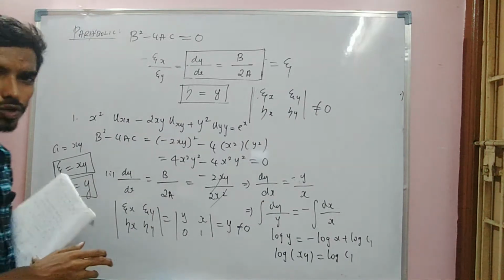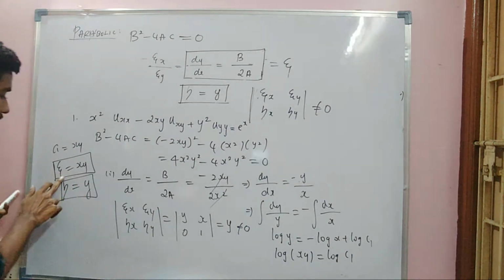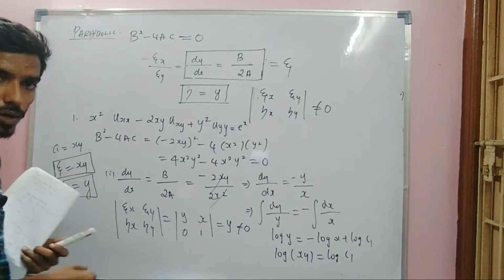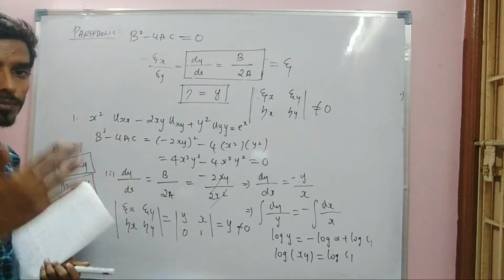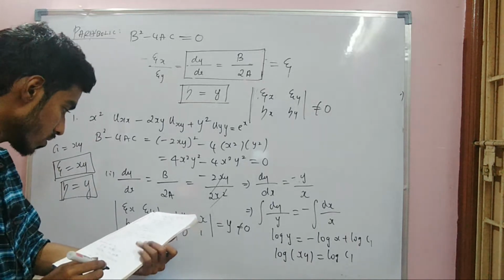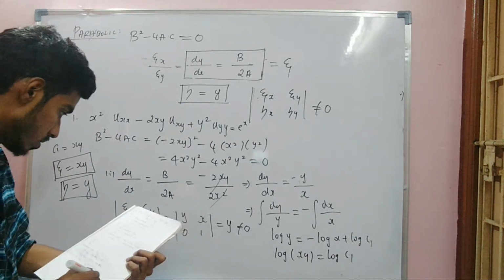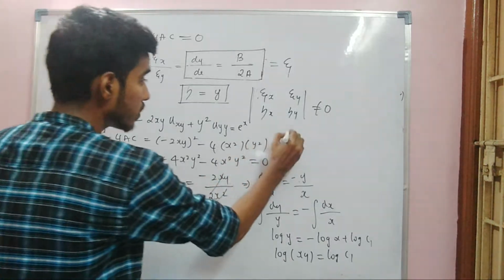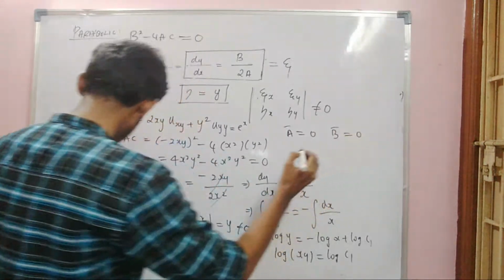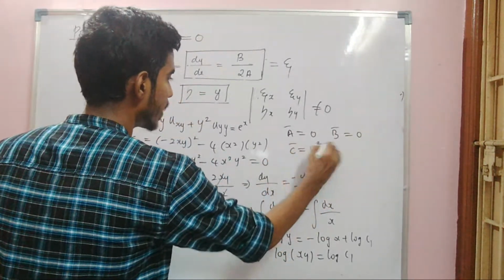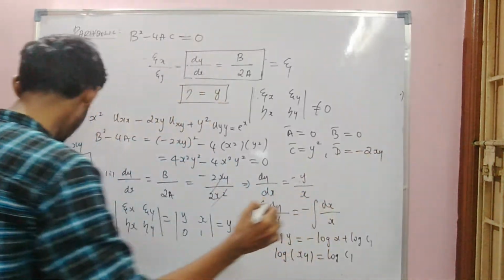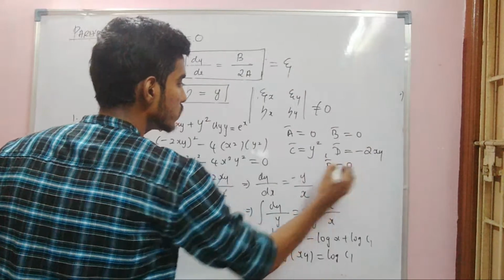Now we can do the same procedure. Theta x, theta y, theta xx, theta x, and from here eta x, eta xx, eta y, eta xy. You find a bar, b bar, c bar, d bar, e bar. If you do that, I'll just write the answer: a bar is equal to 0, b bar is equal to 0, c bar is equal to y square, d bar is equal to minus 2xy, and e bar is equal to 0.